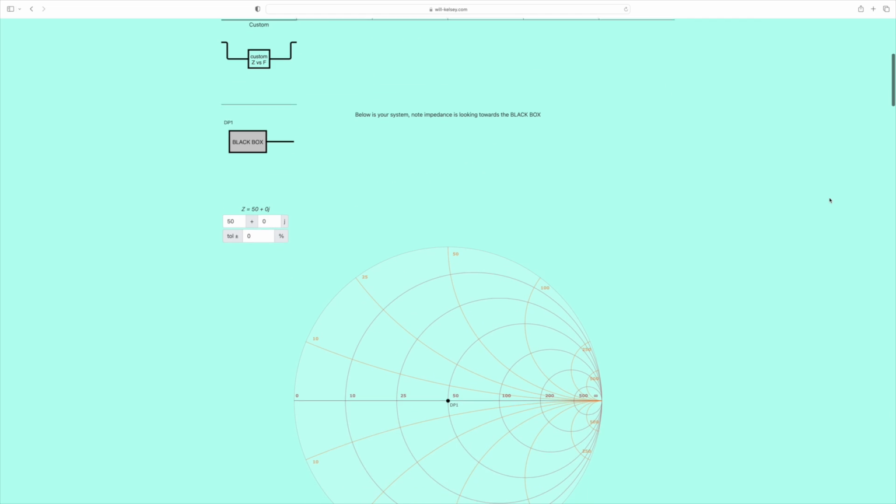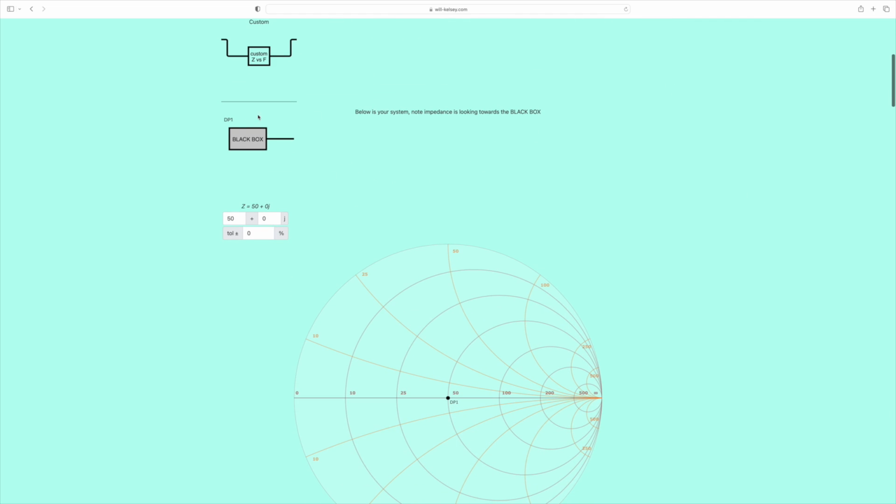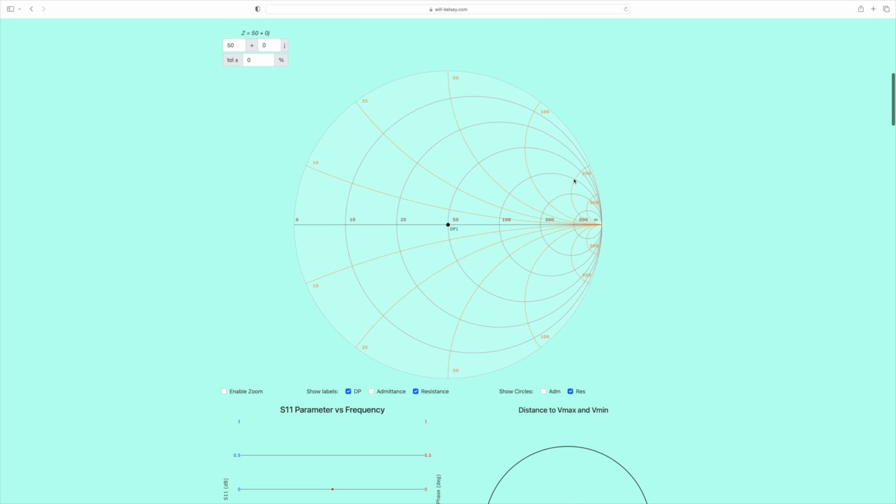And then here's where we build up the system. The way it's designed is that the circuit we are trying to match is a black box, so we're not really interested in what's going on inside it. It's just presenting a particular impedance to the outside world, and that is the impedance that we're trying to match. And here is the Smith chart itself.